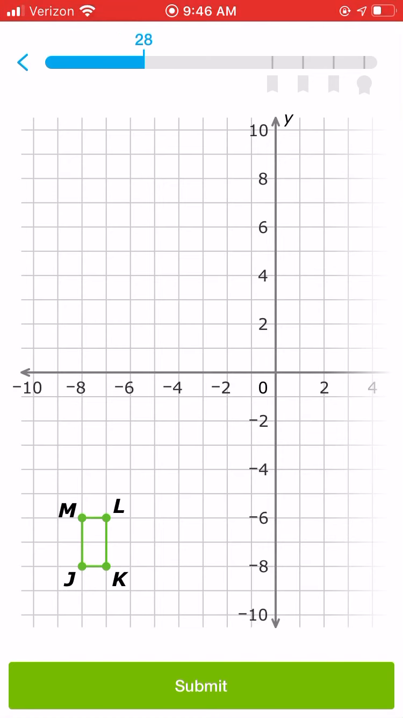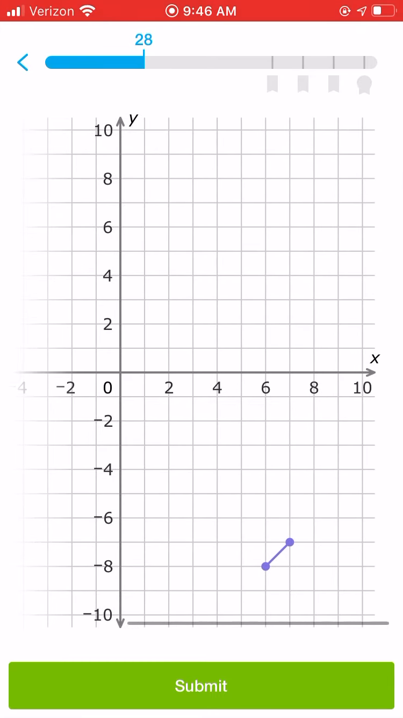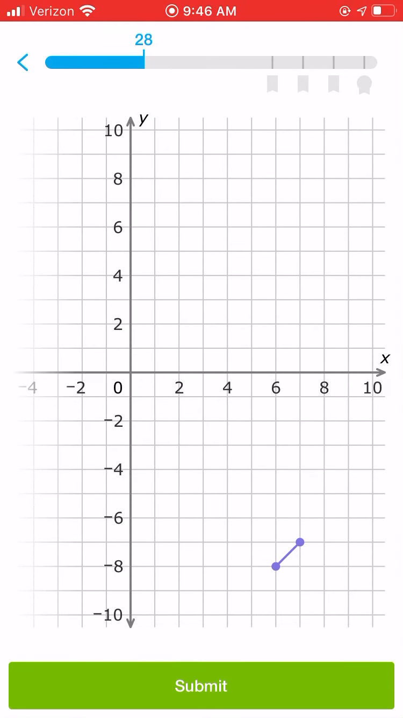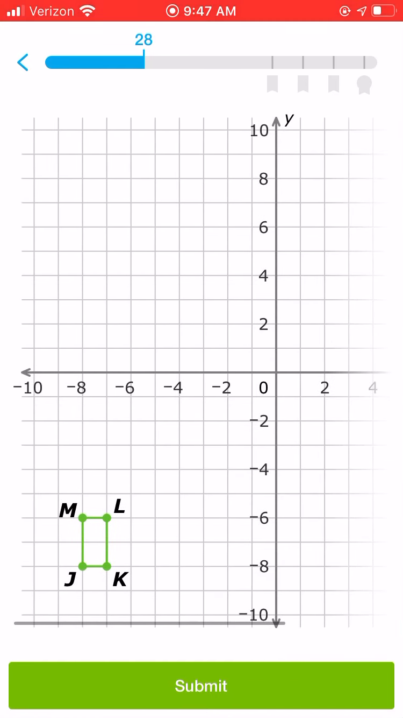Hang on, I'm off somewhere. All right, we have 7, 6. So I did 6. That's what it is. I'm not on 6 for this one. So 6, 7. Then 6, 8.